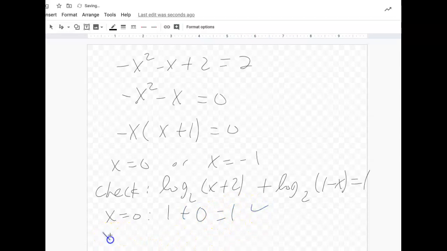That checks. When x is equal to negative 1, when we plug that in to x in our original equation, so log base 2 of negative 1 plus 2, negative 1 plus 2 is 1, and log base 2 of 1 is going to be 0, and then we're looking at 1 minus negative 1, so you're getting log base 2 of 2, and so you're getting 0 plus 1 is 1, and so both of these answers work.